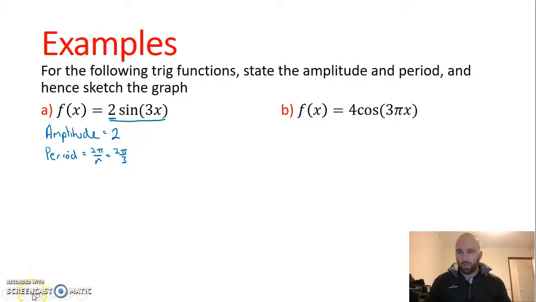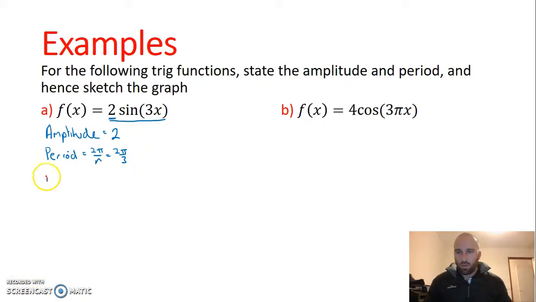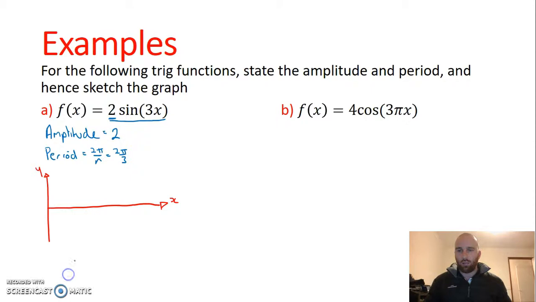So if we need to sketch this, we're going to draw our graph. Hopefully everyone is using a ruler in 2 colors. I don't have that luxury at the moment. This is my graph, so my x, y, and I'm only going to draw one period. As I've got the red there, I'm going to go back to my blue.